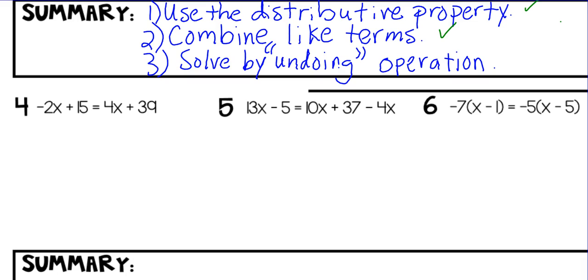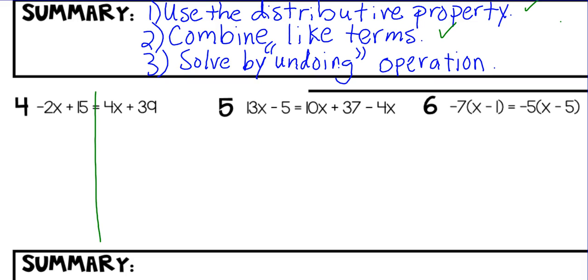All right, so for number 4, our first step is to combine our variables on both sides. So what should be my first step? Do I even have anything to combine? No. Okay, our first step is going to be distribute.